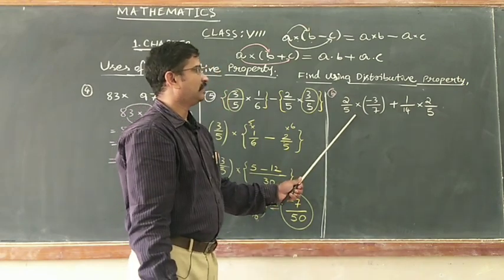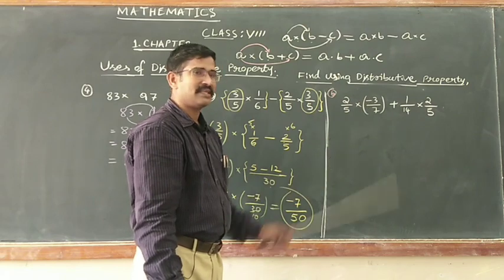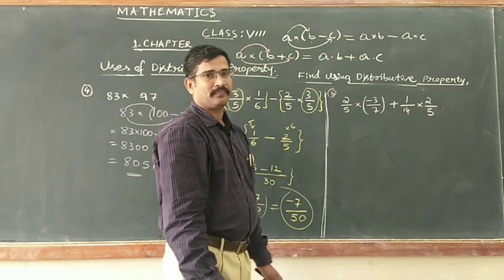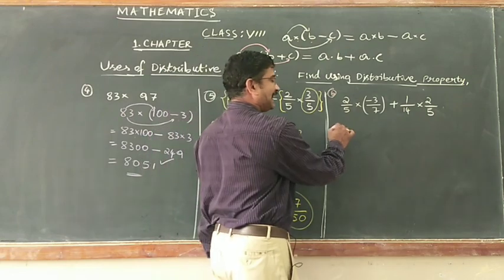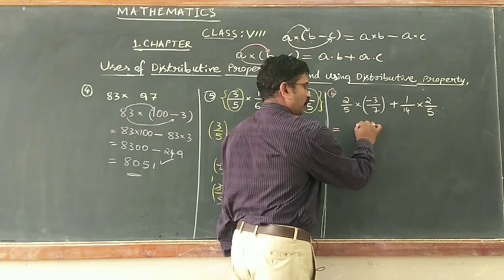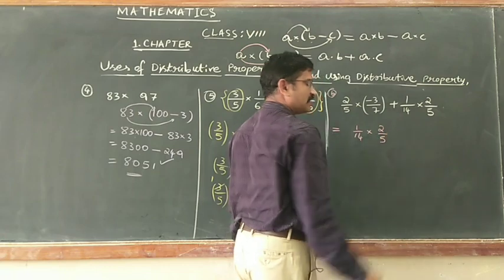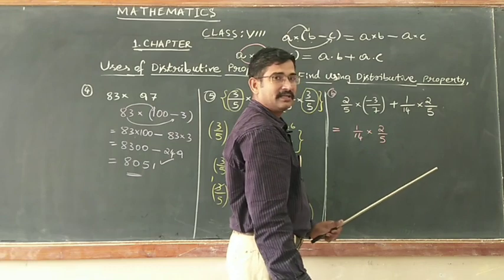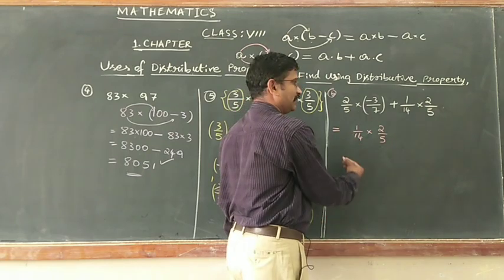Similarly you watch carefully, 2 by 5 multiplied to minus 3 by 7 plus 1 by 14 multiplied to 2 by 5. If you carefully observe, you can rearrange this, 1 by 14 into 2 by 5, since both rational numbers are positive and multiplied. So, the product of two positive rational numbers gives positive. So, I am writing it in the beginning.